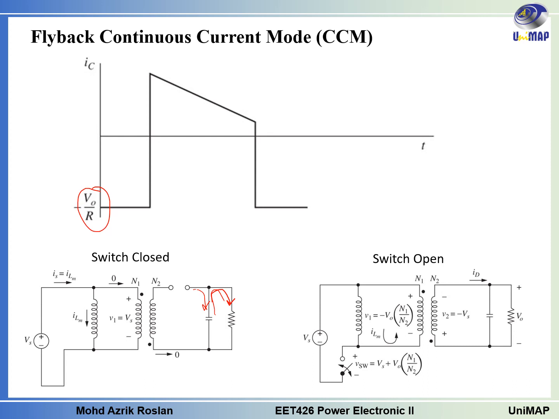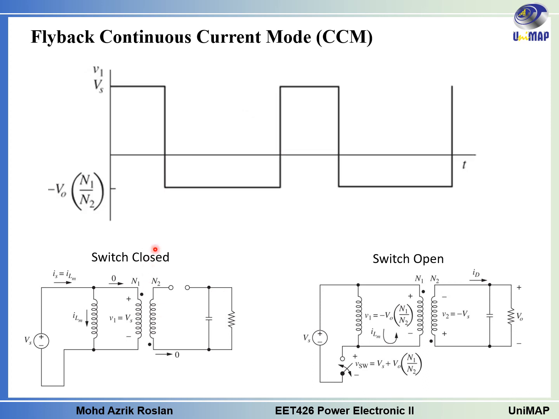And then during the switch open, the current will come from this ILM here. It will come here, and at this point, the current will follow the shape of the ILM, but you have to multiply by N1 over N2. So it will follow the shape of ILM during the switch open time.